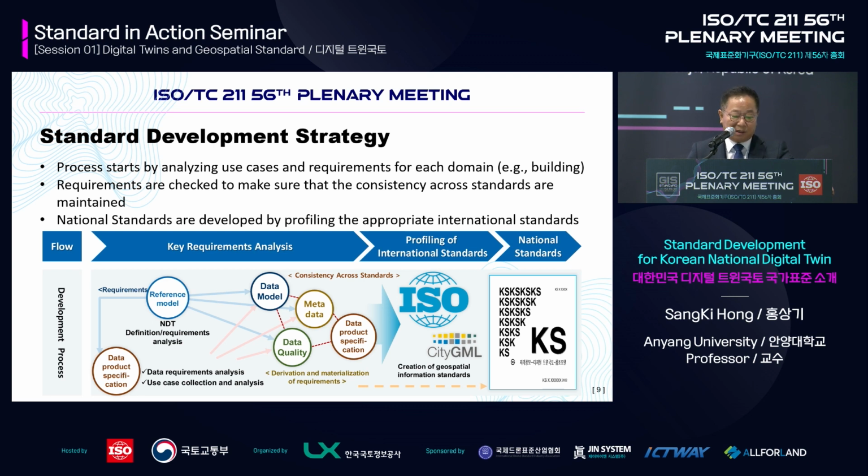So in this process we analyze the requirements, then the data model, data quality, metadata, and data product specification are developed at the same time to make sure that there's no inconsistency among these standards. Then we take ISO and OGC standards as the base of our national standard and extend it or profile it to make the national standard.